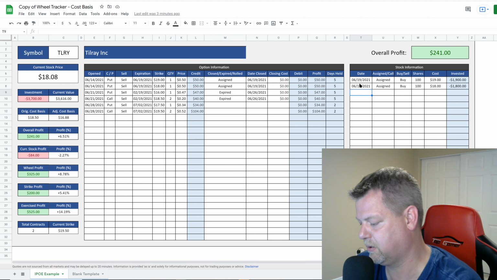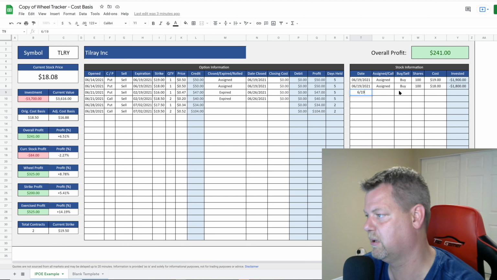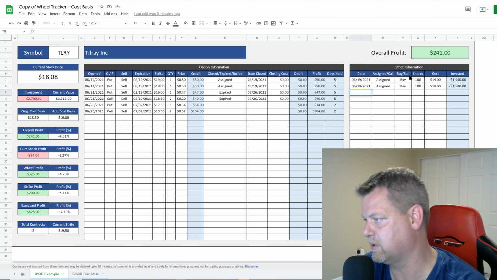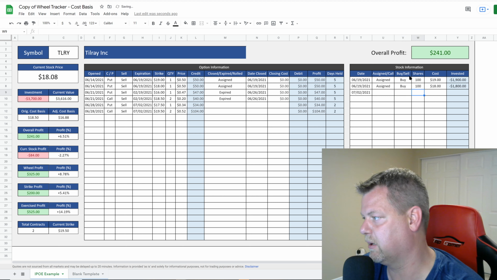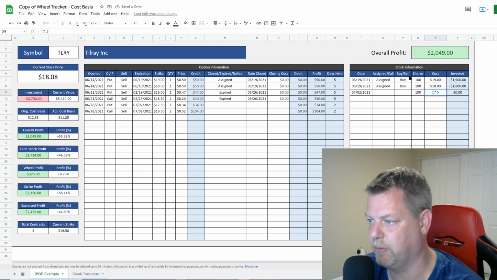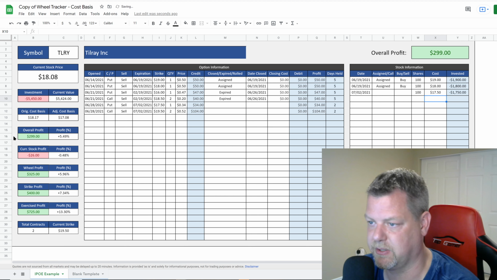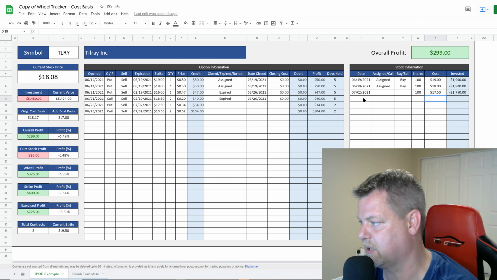So you can see that's going to be, well, it wouldn't be 7.19, let's say 7.2. Let's say on 7.2 we got 100. Of course we'd fill it out more, but let's say we got them assigned to us because it fell below our put strike price. Then you can see it changes our original cost basis down a little bit just because it averages the share price.